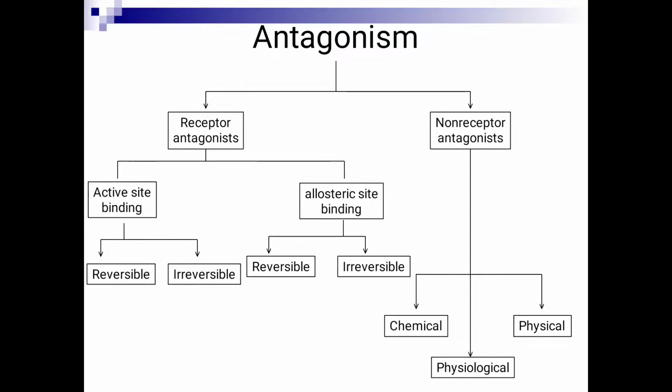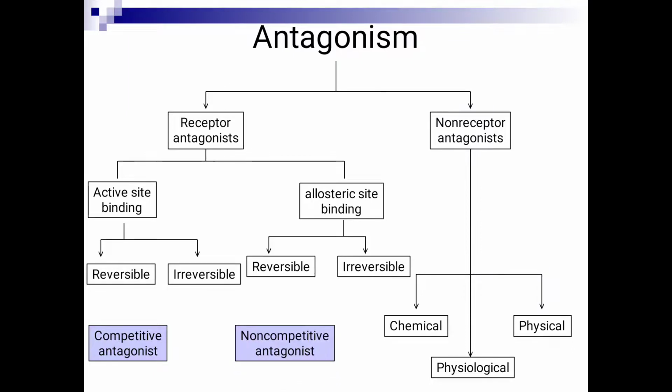At the allosteric site it can be reversible or irreversible. So what is competitive antagonism and non-competitive antagonism? Competitive antagonism is mainly reversibly acting and mainly binds to the active site. Non-competitive antagonist is mainly reversible or irreversible and can bind to the active binding site or allosteric site. So this is the antagonism of drugs.